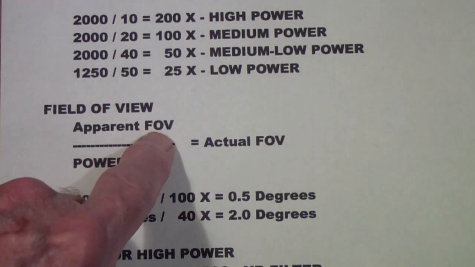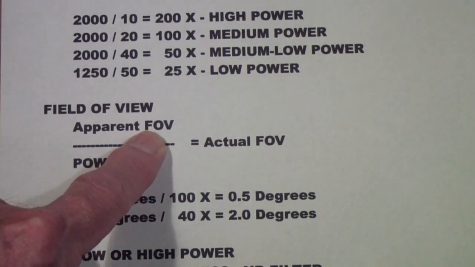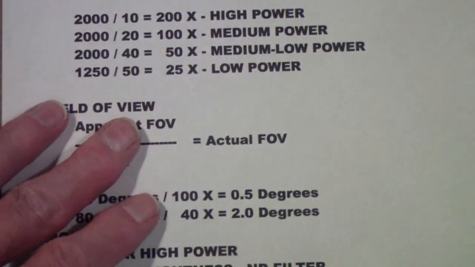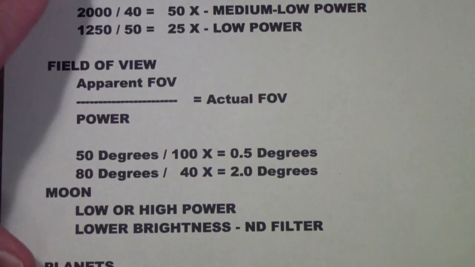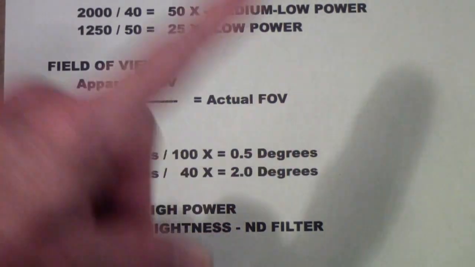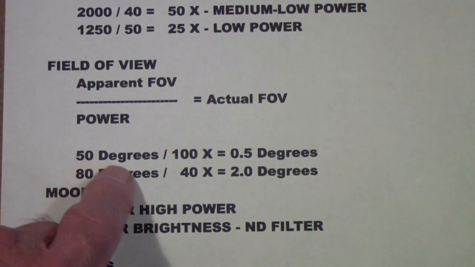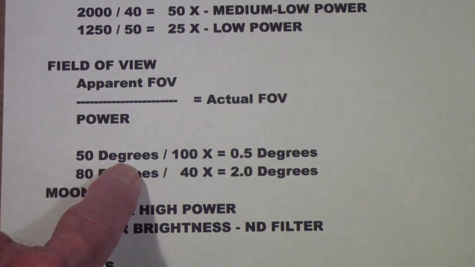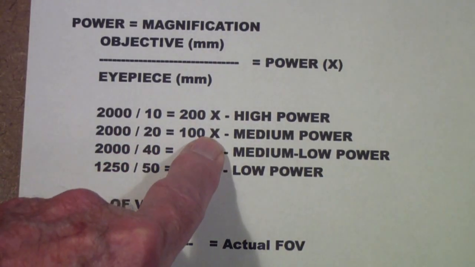If you take the apparent field of view of the eyepiece, and the only way you can know that is to read it off the eyepiece, and divide by the power, that is the power that we calculated up here, that will show you the actual field of view. Let's look at an example. If you take a 50 degree eyepiece and a Plössl, a good Plössl has about a 50-degree apparent field of view. And suppose you have a 20 millimeter Plössl, so about 100 power.